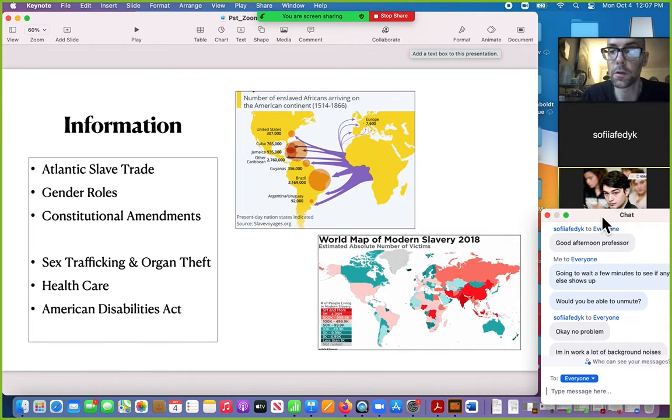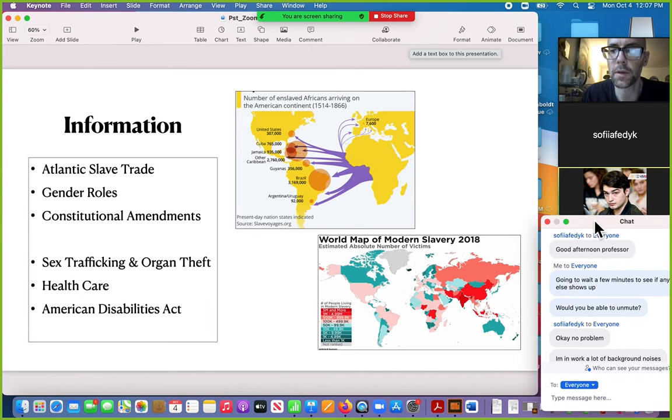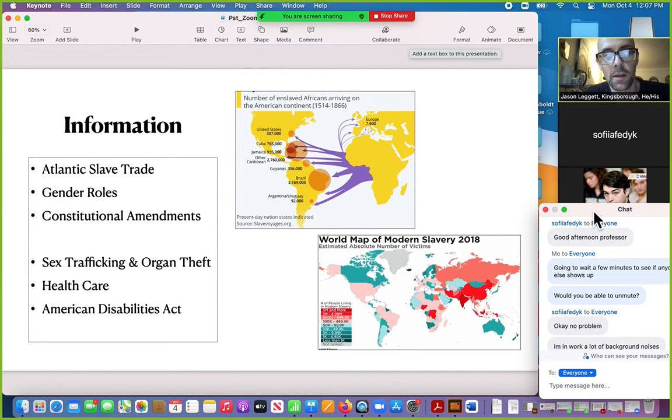Okay, so just for Daviti, we're bringing in these 6 concepts into relationship with each other. We're showing how the Atlantic slave trade turned into the global modern version of the slave trade, and how these issues are related to gender and healthcare, and then the American Disabilities Act.